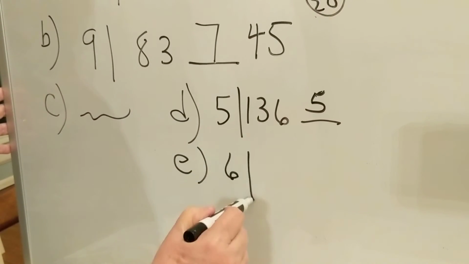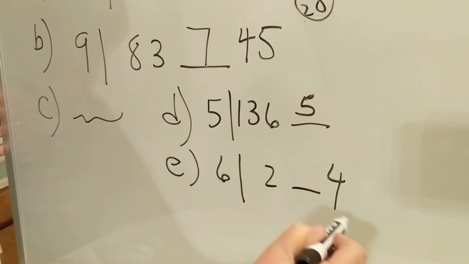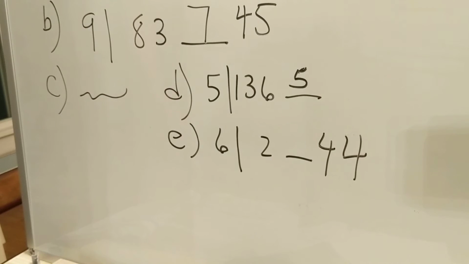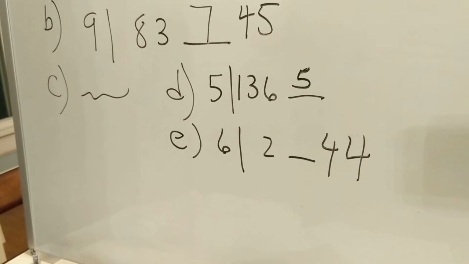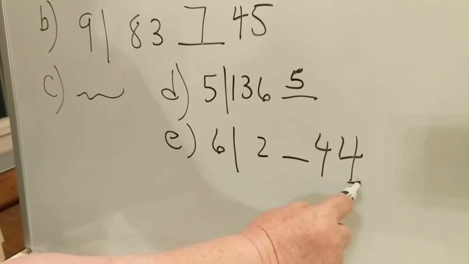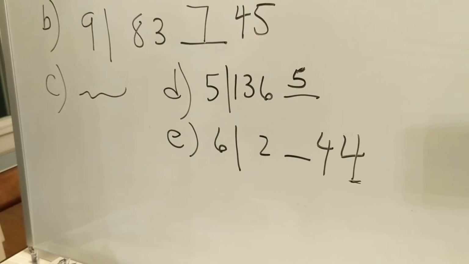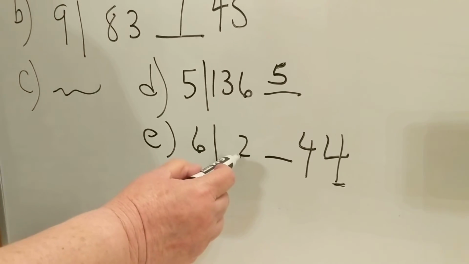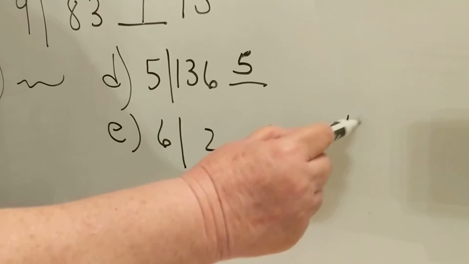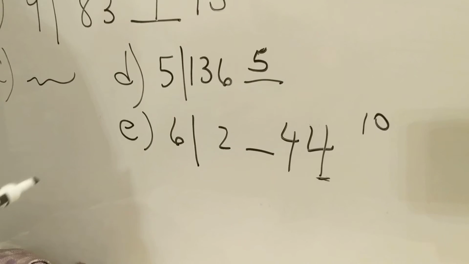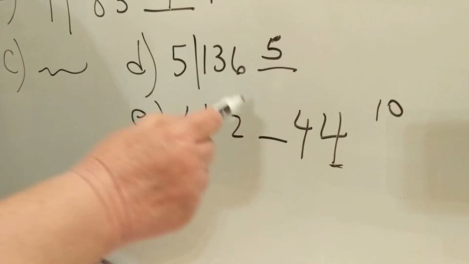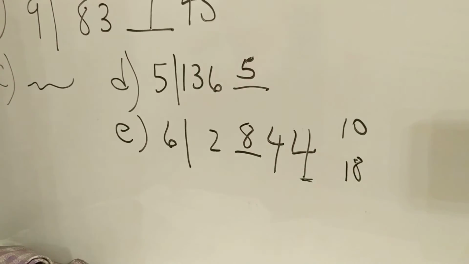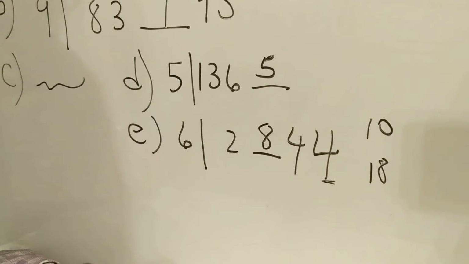6 divides 2, blank, 4, 4. To be divisible by 6, it has to be divisible by 2 and 3. If the last digit's even, we know it's already divisible by 2. So we just have to make it divisible by 3 also. Our sum is 2 plus 4 plus 4, which is 10. If we put a 9 there, that's 19. 3 doesn't go into 19. How about an 8? Now our sum is 18, and 3 divides 18. That makes 3 and 2 work, so 6 works.